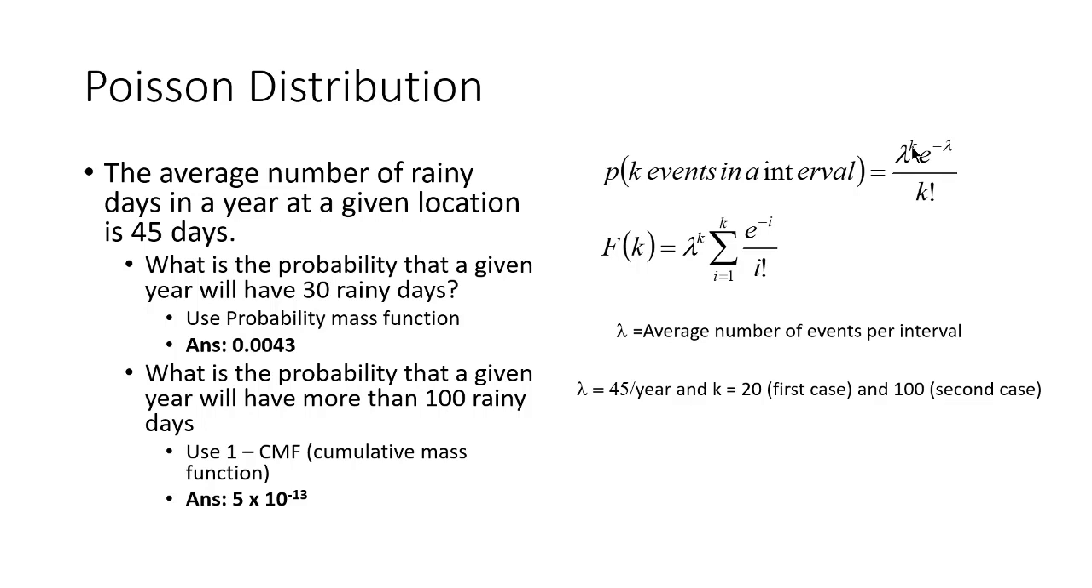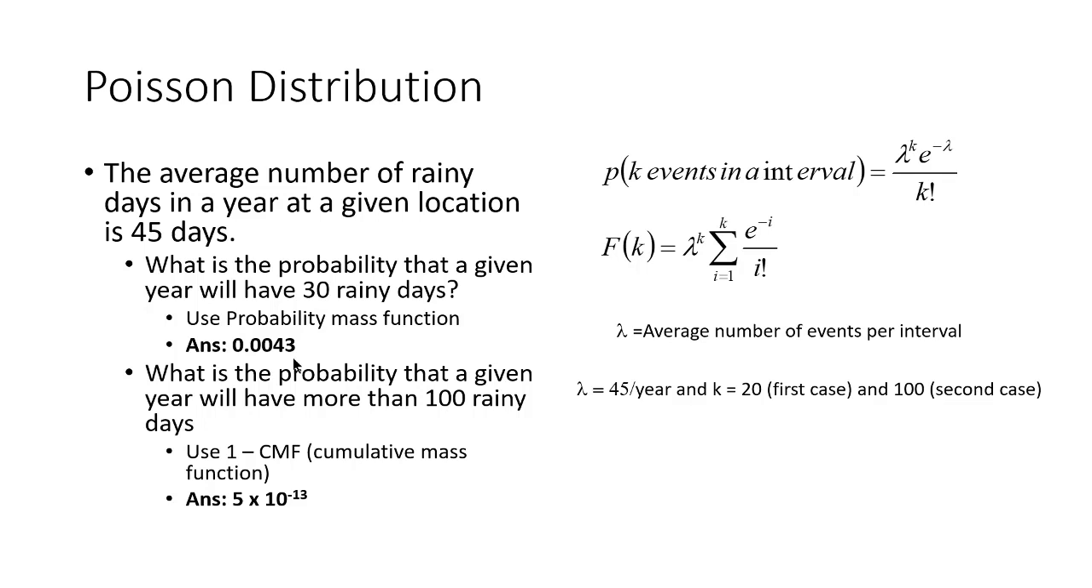So I plug in k as 30 and lambda as 45 and get the probability mass function to be with the value to be 0.0043. So basically it says that the probability that any given year will have 30 rainy days is 0.0043.